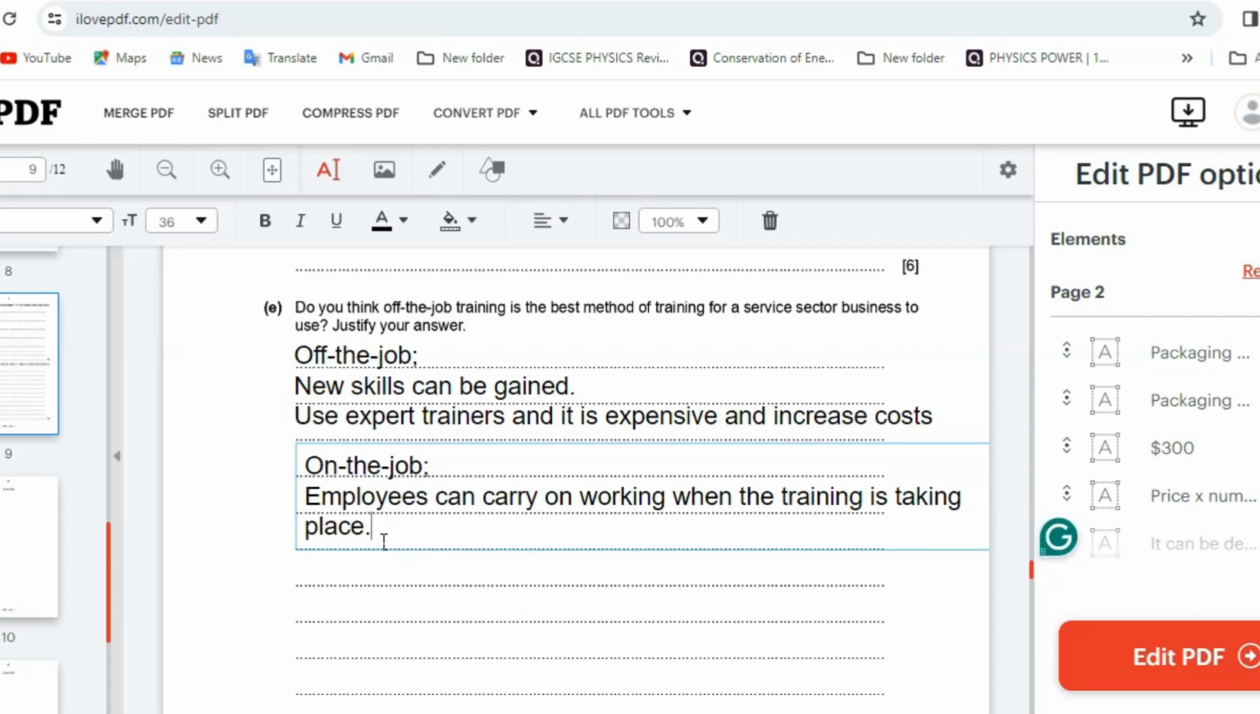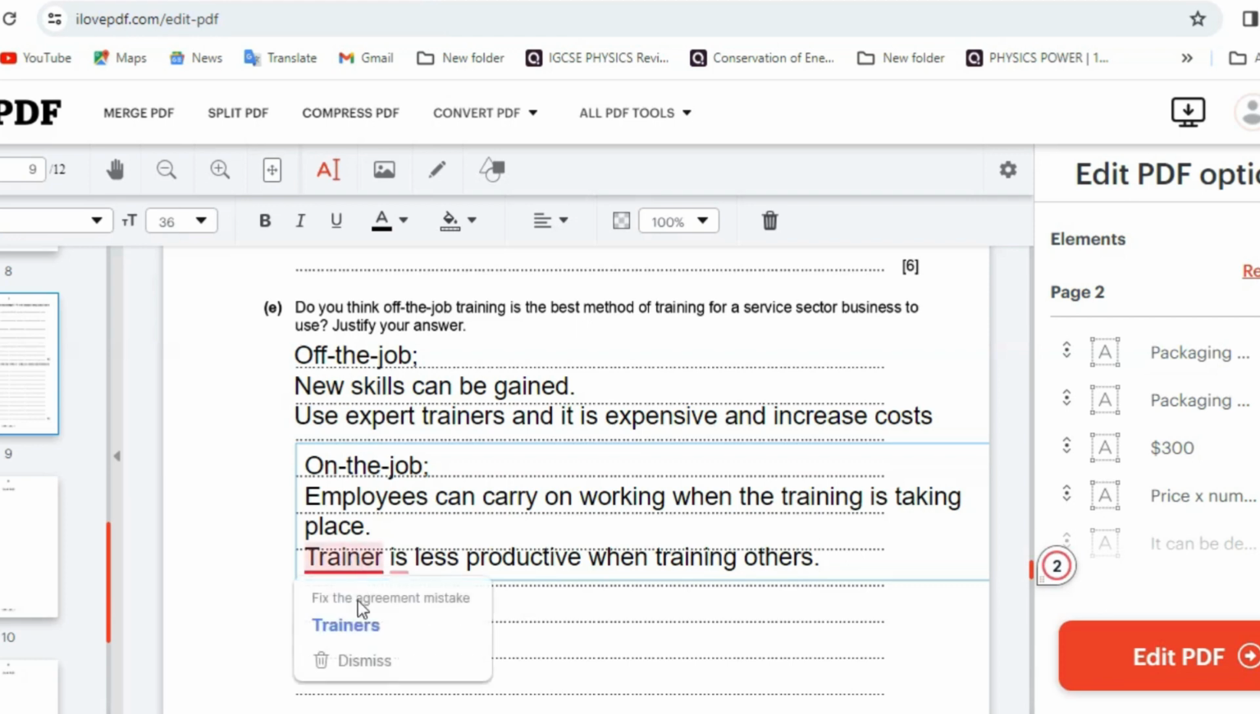Also, one of the disadvantages here is the trainer is less productive. That is, when training others, those that are training them will not be as productive as possible.